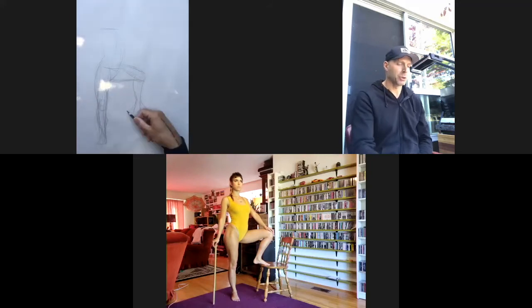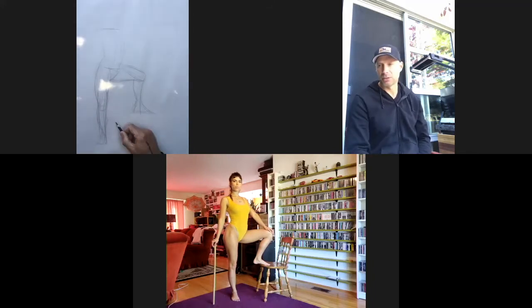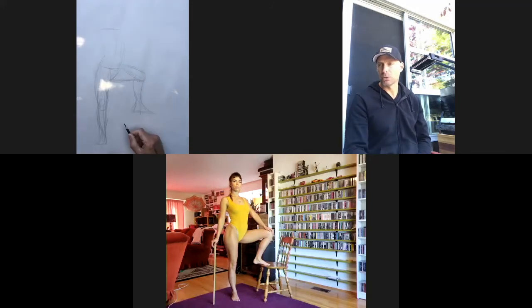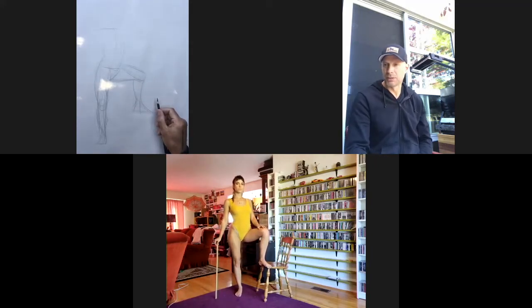Now, how do we interpret this? Paris, would you mind keeping your standing leg in the same position, but changing your pose so that the leg that's bent, the knee is pointing more towards the camera? Perfect. All right, so what do we do with that irritating piece of business?